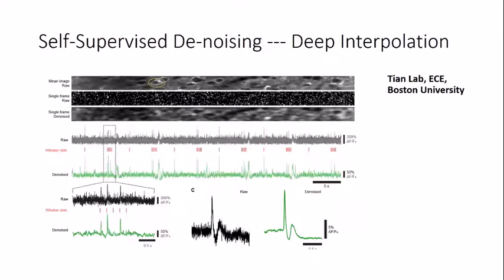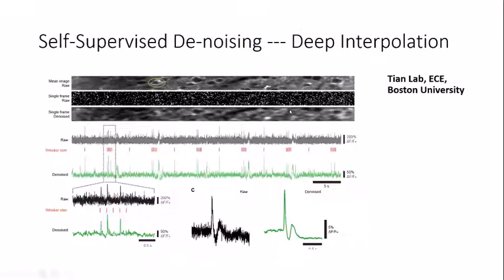So just to show the result. The first, they have 3 images here. The first one is the average image that is raw, before the denoising. The second stripe is single frame raw. And the third stripe is single frame denoised. You can see how much the denoising is improving the resolution.